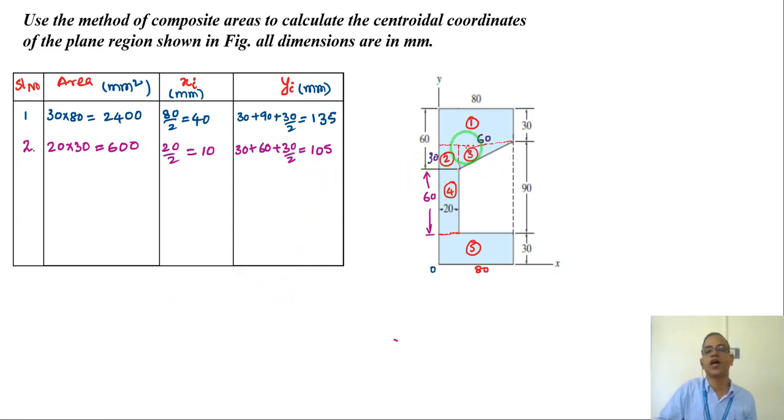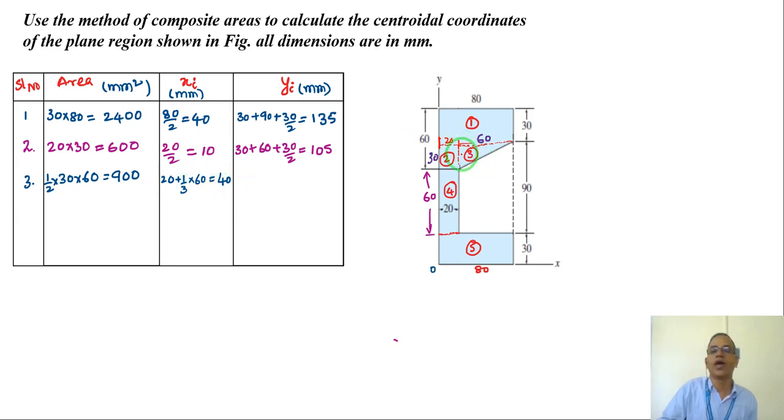Now the third area, which is a triangle. What is the area of the triangle? Half into b into h. Half into 30, this is 30, this is 60, right? Now x bar, along the x-axis, from here 1/3, but the reference is from the y-axis. So this 20 we have to add: 20 plus 1/3 of 60, so 20 plus 20, 40.